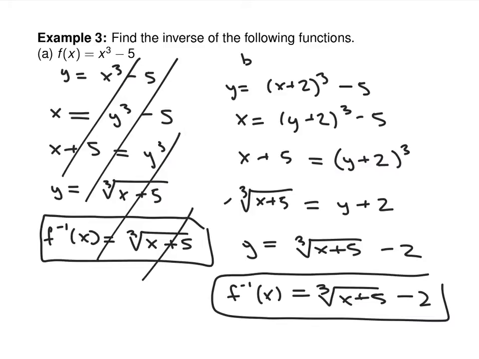If you're going to undo those things, you have to go in the opposite order, okay? So the last thing you did was take away 5. The first thing you do is add 5. That's why this comes first. Then you cube root, because that's the other thing you did in the middle, right? And then you take away 2.